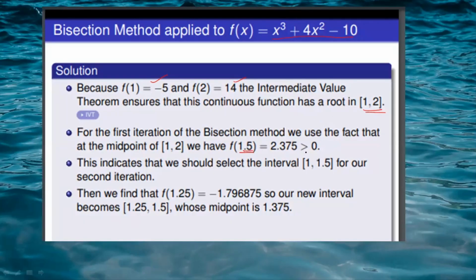1.5. 1.5 gives a positive value. So the root lies between a negative and a positive value, so the root lies between 1 and 1.5. Bisect it, you get 1.25.